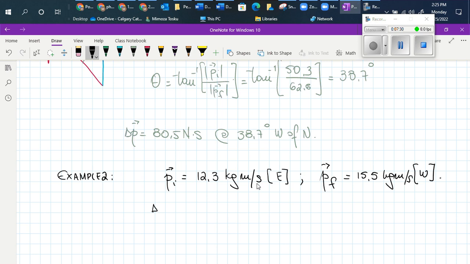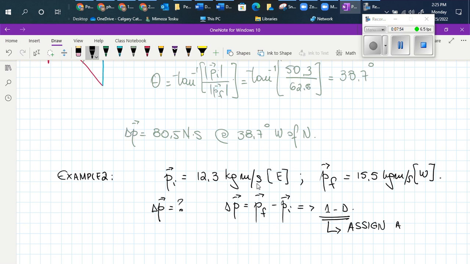Then the change of momentum or the impulse will be P final minus P initial. And since this is a 1D situation, what do we do in a 1D situation? We assign a positive direction, and then we add with positive and negative numbers.